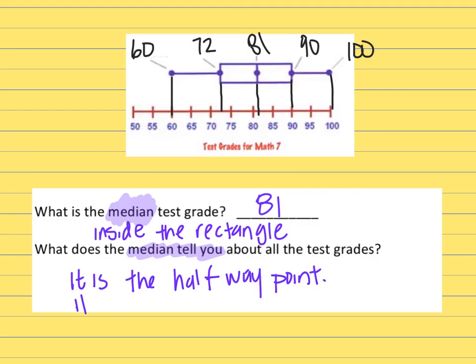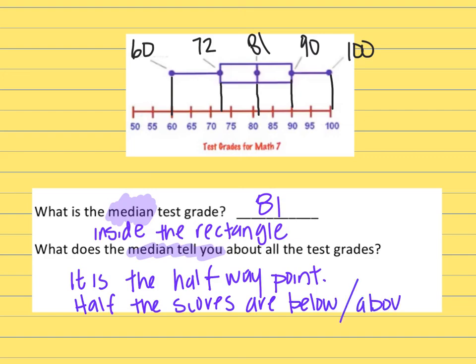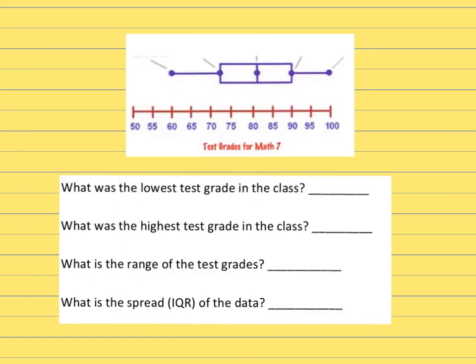Or I could say half the scores are below, or I could switch it, and then instead of saying below, I could say half the scores are above. That could be a comparison statement that I make. So same graph, I'm going to label these just like I had it a second ago. This was 60, this was 72, this was 81, 90, and 100. I just didn't have room on my other screen.